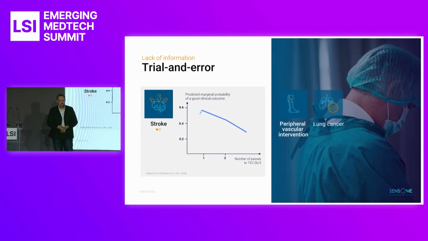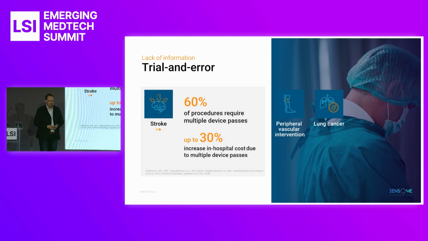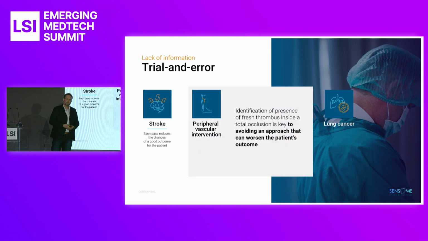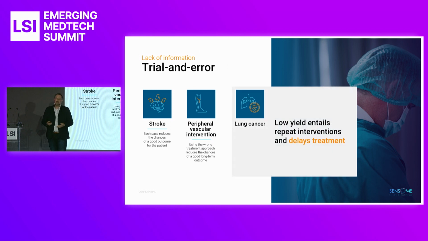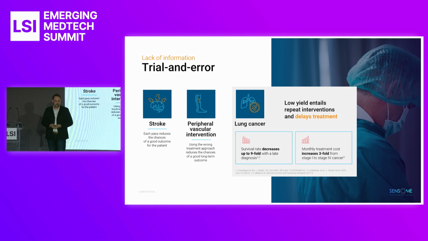Let's go to stroke. Each subsequent pass that you use lowers the chances of the patient to actually make a good recovery. 60% of the procedures require more than one pass, and hospital costs go up for these cases by up to 30%. Peripheral vascular intervention: using the wrong device can actually worsen the potential outcome for the patient. Lung cancer biopsy: a low diagnostic yield means repeat interventions, delaying the treatment, reducing the survival rate for the patient, and increasing the cost of the treatment.